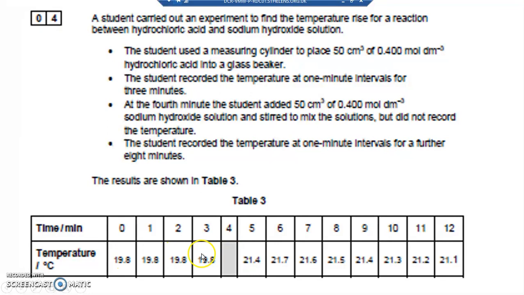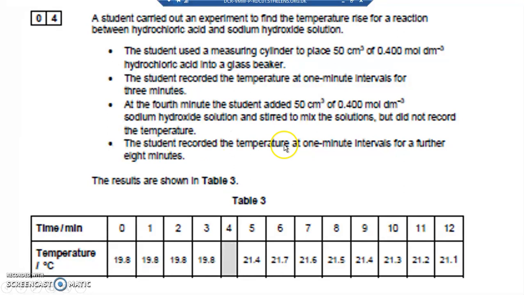So we're going to have to extrapolate this line forward, and extrapolate the other one back. So draw this one back, and draw this one forward, look where they cross the point at 4 minutes and measure the temperature change. Because we haven't got the temperature at the 4th minute when we started mixing, we have to draw these lines forward and back, a process called extrapolation.